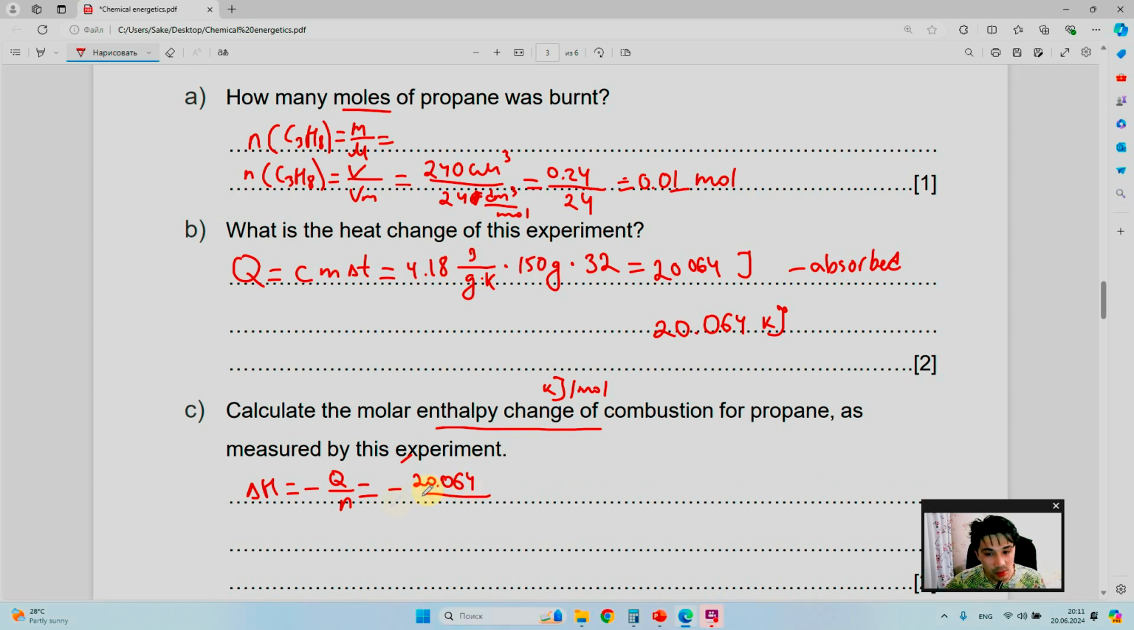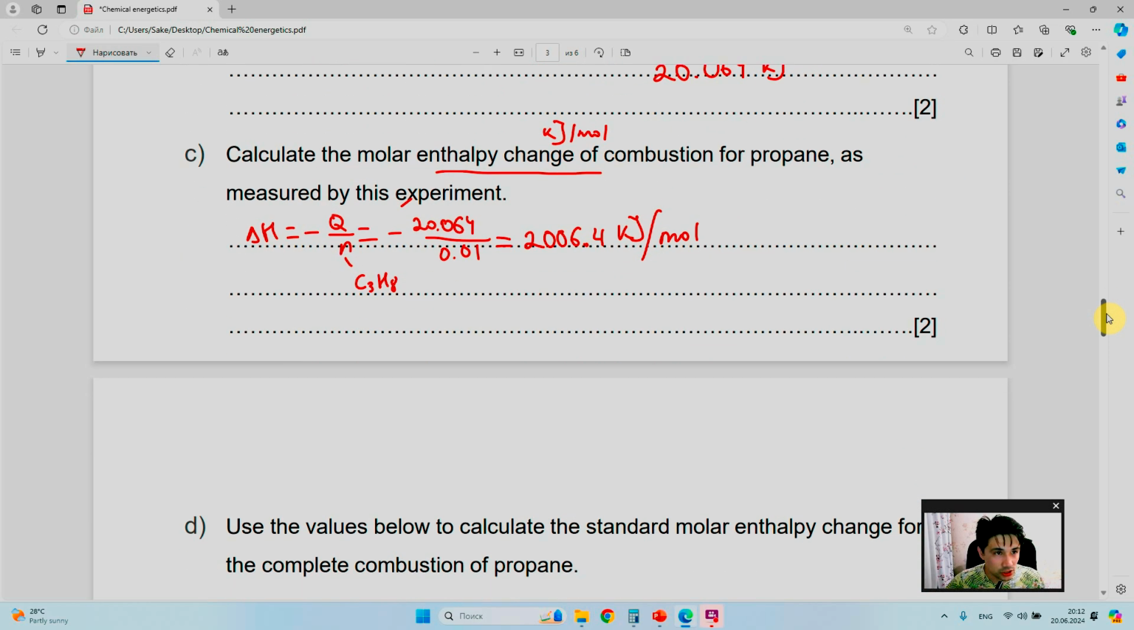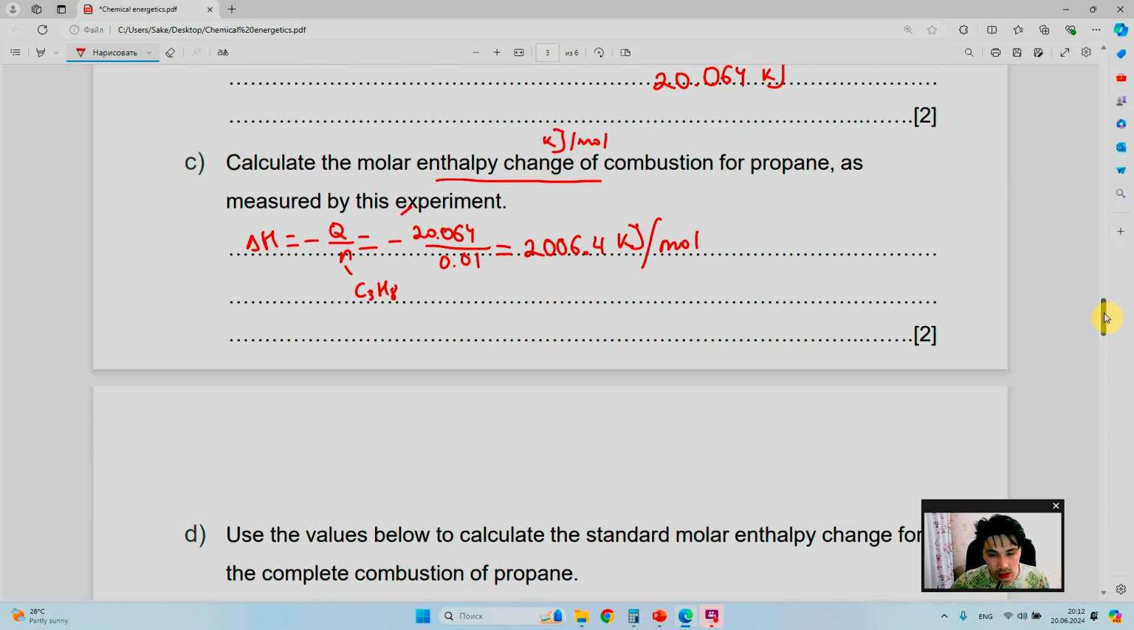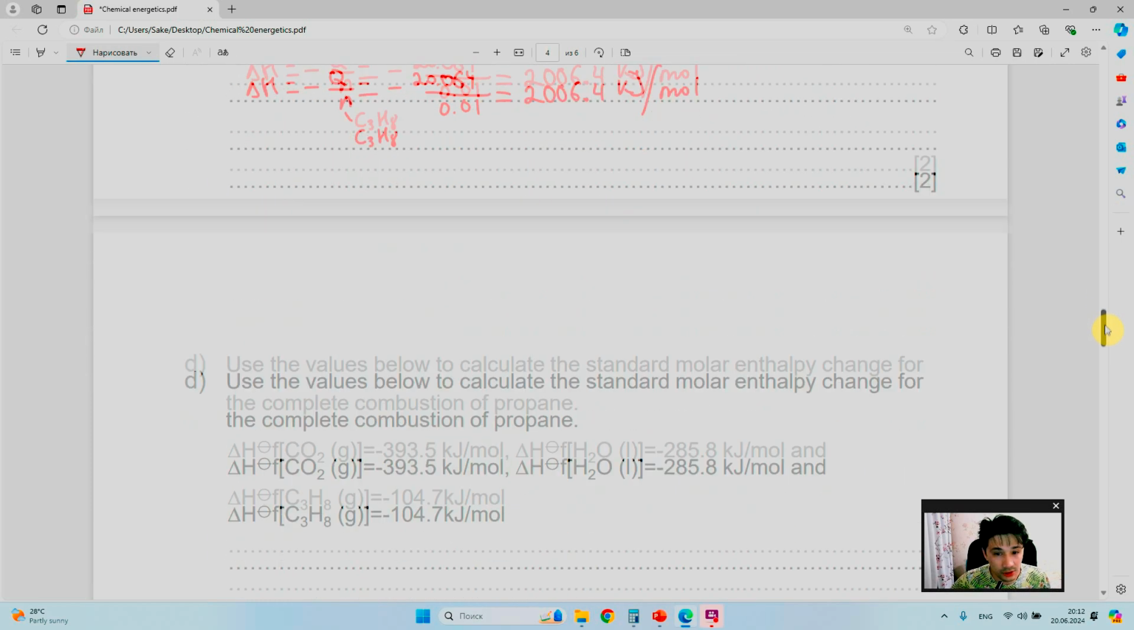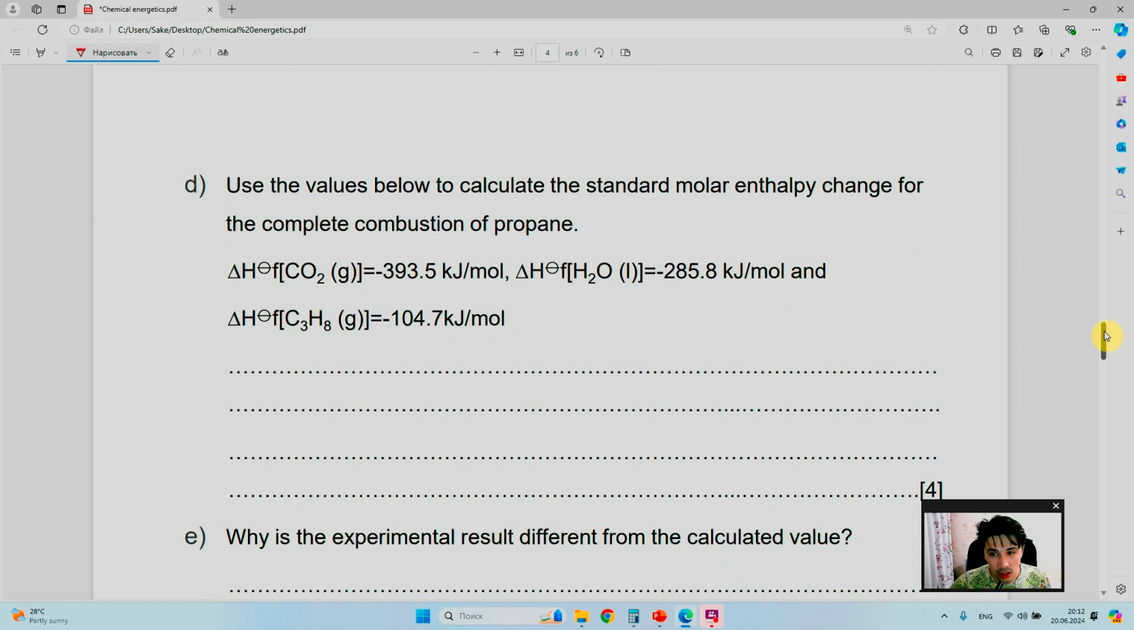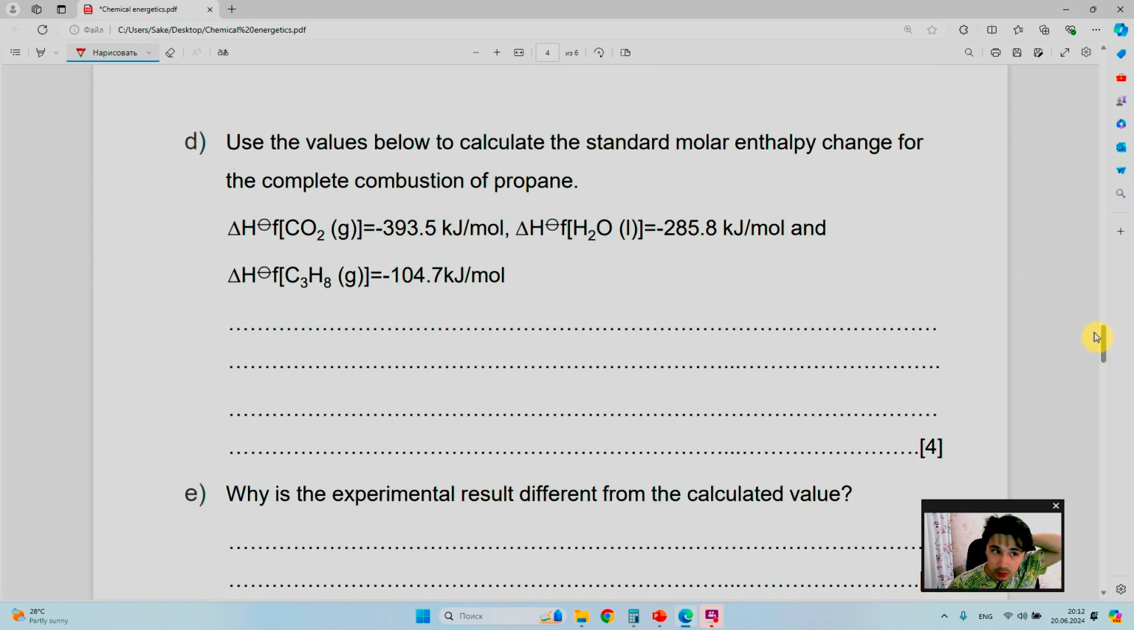And divided by the number of moles of substance reacted. So please don't be confused by putting moles of water here. No, it's moles of propane gas that we have here, which is 0.01 moles. That gives 2000.4 kilojoules per mole. So that's how we calculate the enthalpy change of any reaction from experiments related to the calorimetry technique. Then we also need to calculate the enthalpy change for complete combustion of propane using formation enthalpies.